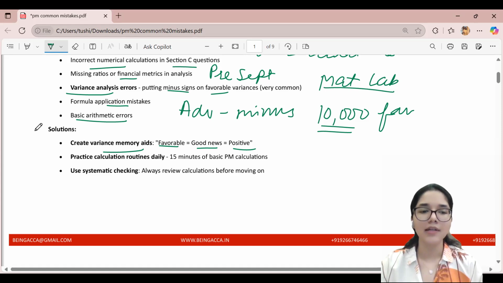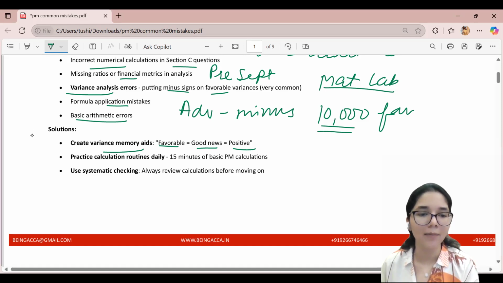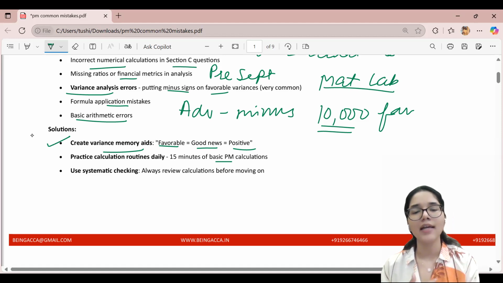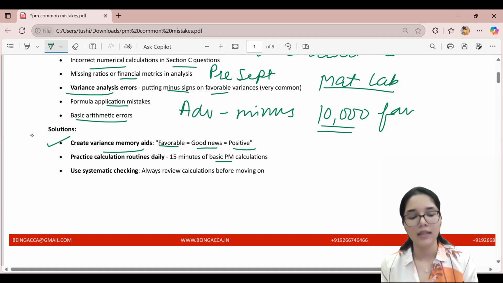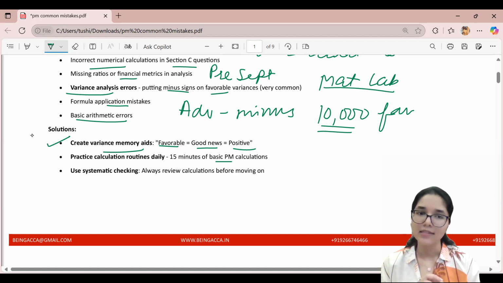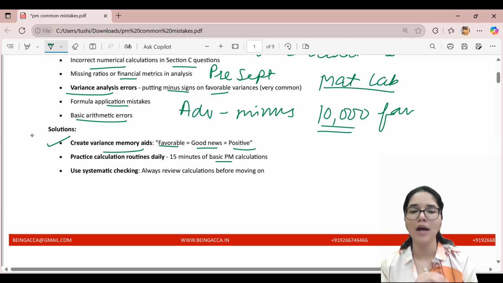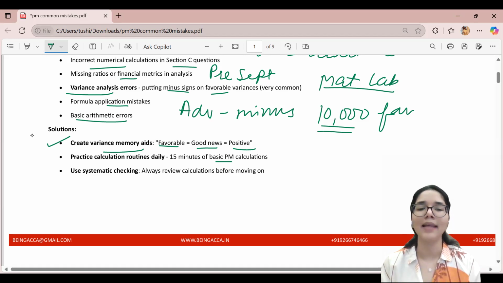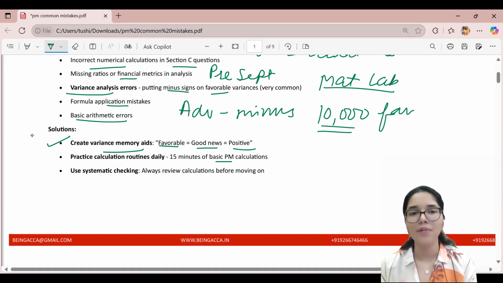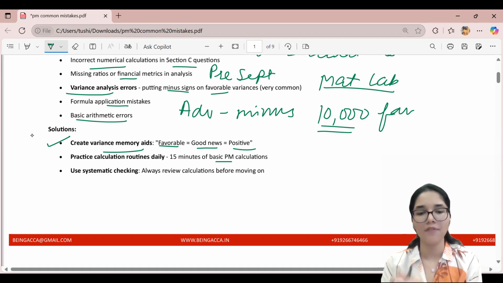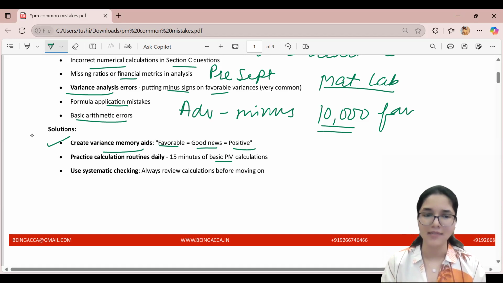Now, talking about the solutions, I have told you already about the variances. One solution about the practice is that whatever days you're left with right now, have at least some part of the day in which you practice the basic calculations, the learning rate calculations, the variances calculations. So something which is like a basic application of the PM concepts. So practice the numerical workings, whatever days are left, daily, a few questions.